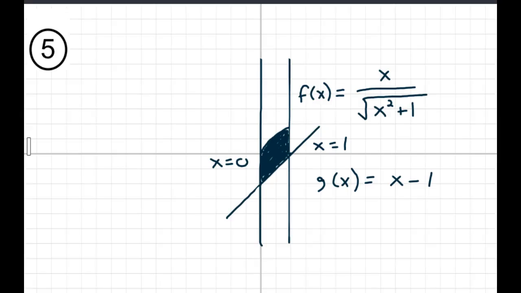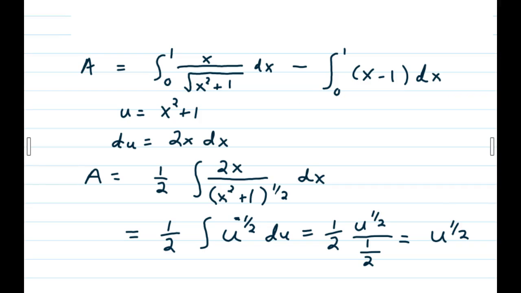For number 5, we'll first graph the functions and see that f of x is equal to x over the square root of x squared plus 1 is higher than g of x, which is x minus 1. Limits of integration being x equals 0 to x equals 1. Area is equal to the integral of the top function minus the integral of the bottom function.